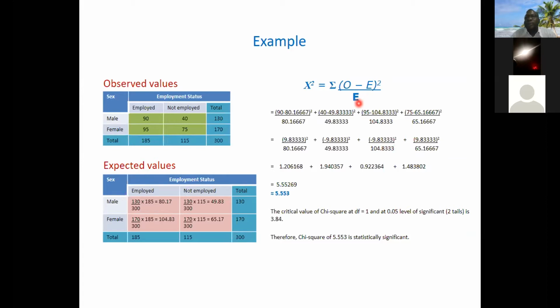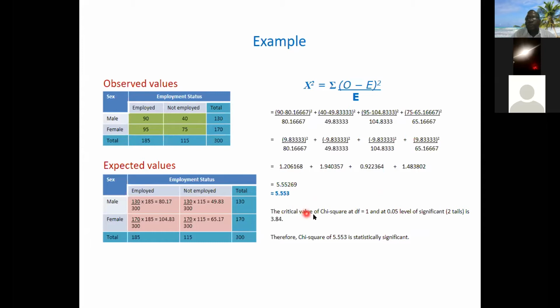So, let's square it, then let's divide by the expected. When you do that, it gives you everything positive. You've already said that chi-square is not negative, it is from 0 upward, it doesn't have negative values. It's because of this square that the negatives are eliminated. So when you add it together, look at this, the value is 5.5269.